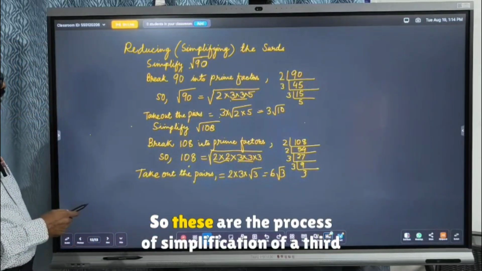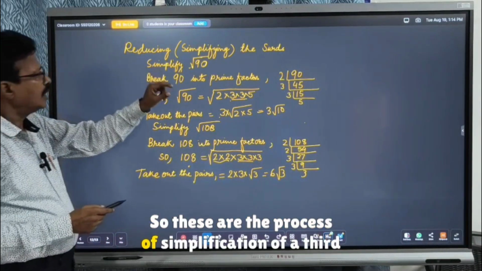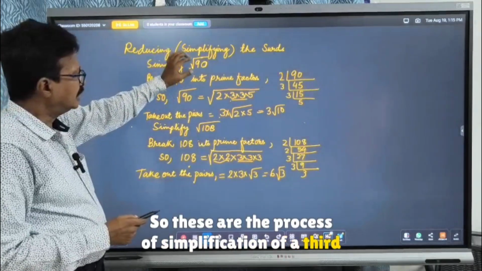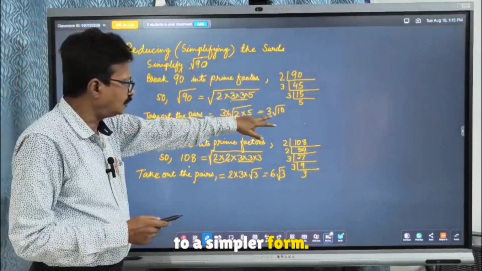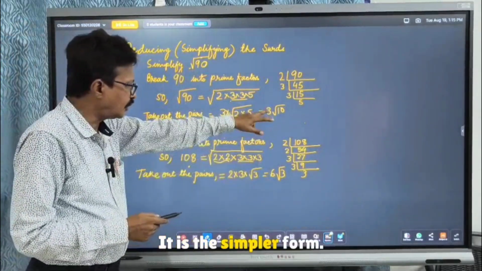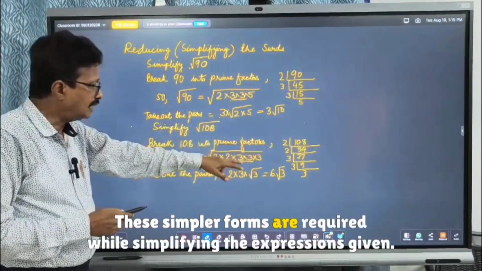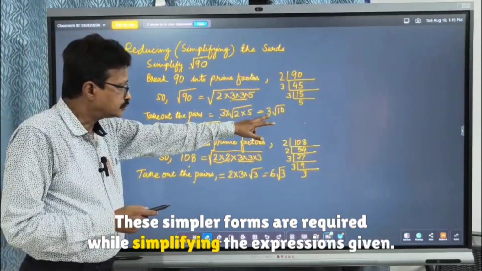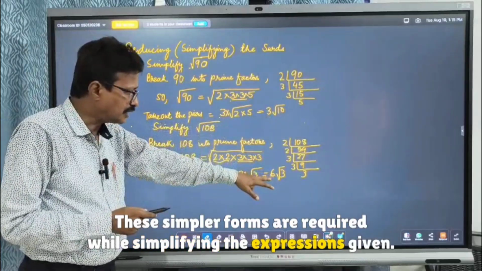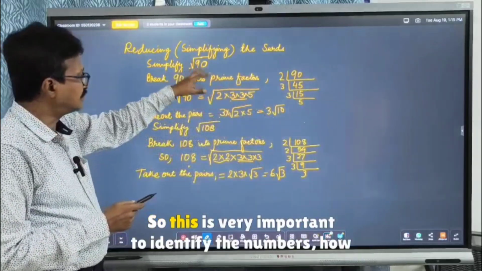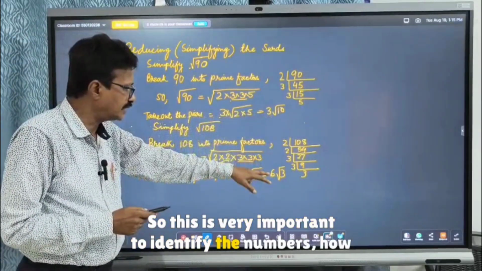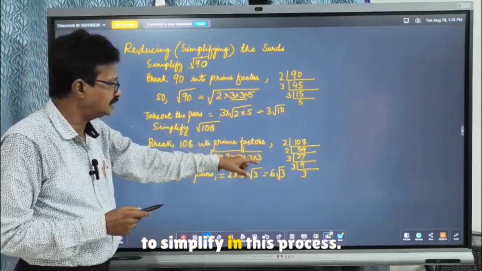So this is the process of simplification of a surd to a simpler form. These simpler forms are required while simplifying the expressions given. So it is very important to identify the numbers and know how to simplify in this process.